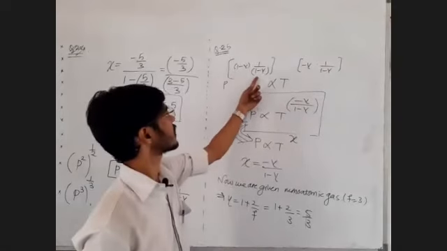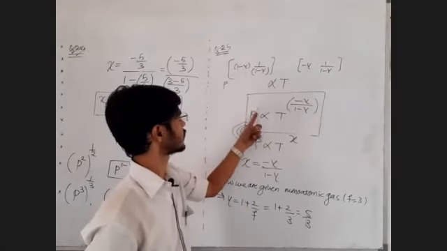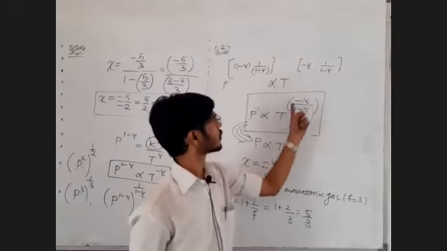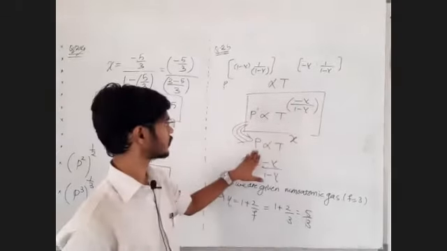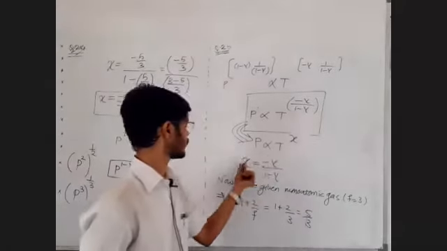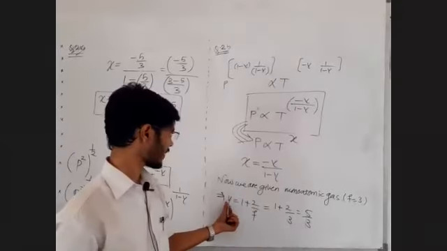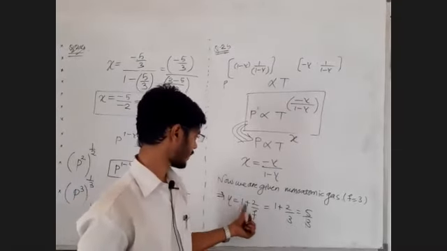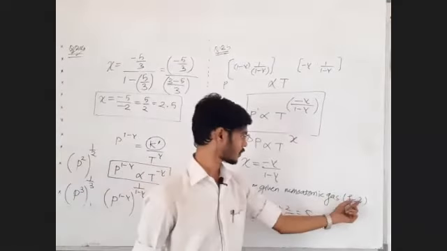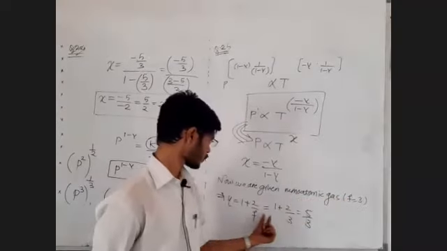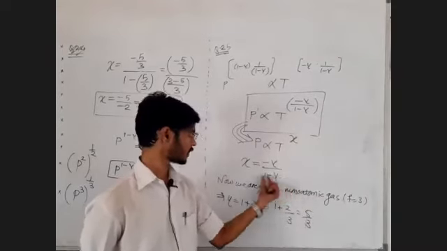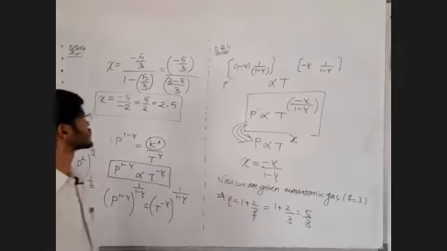This 1 minus gamma and 1 minus gamma cancel. P raised to 1 is proportional to T raised to minus gamma upon 1 minus gamma. Now comparing with P proportional to T raised to x, the value of x is this. Now gamma is equal to 1 plus 2 by f, the standard equation of gamma we know. F, degrees of freedom, equal to 3, given that it is a monoatomic gas. So find out the value of gamma, put that value of gamma here, and calculate to get the final answer.